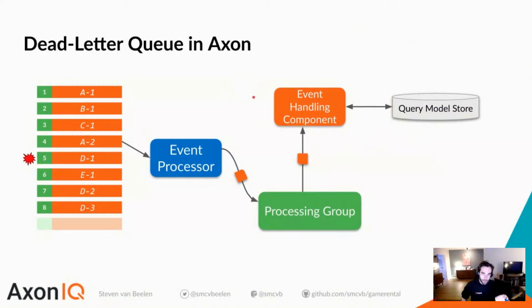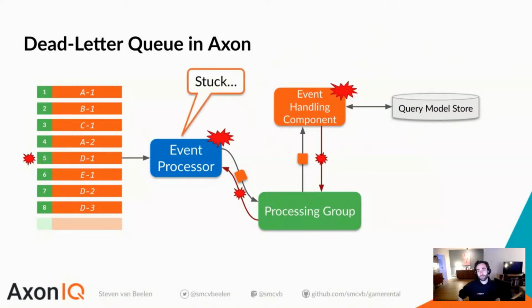Now, it doesn't really matter. There is an issue. That issue causes your event handling component to break, your processing group to break, ending up in your error handling, but likely bubbling up to your event processor. This means that your event processor is stuck. You either need to configure it to move on to a following step, or it will just stall there.